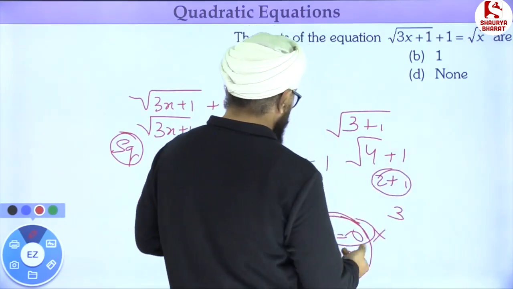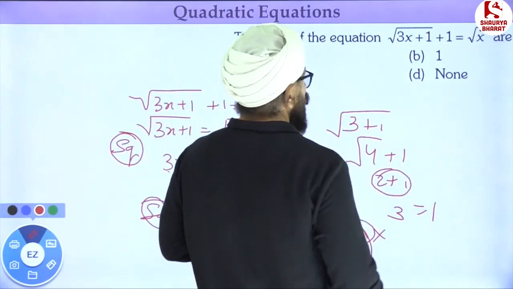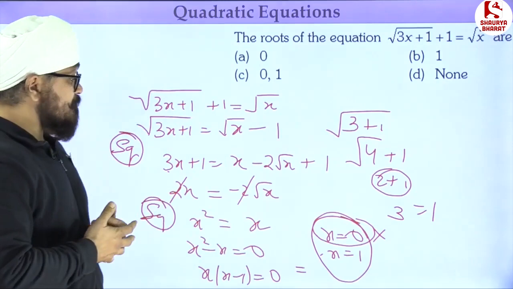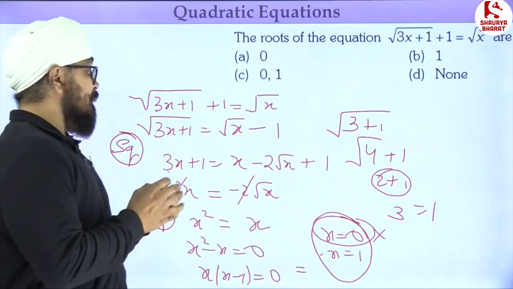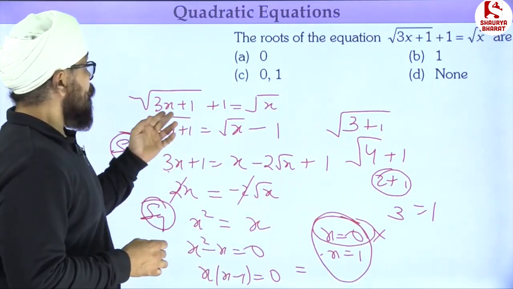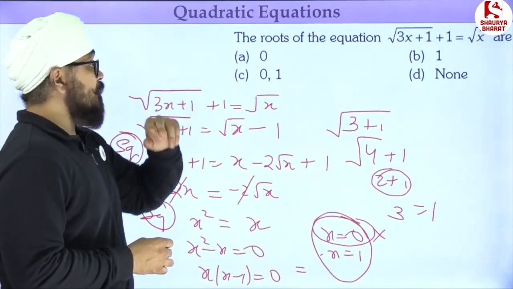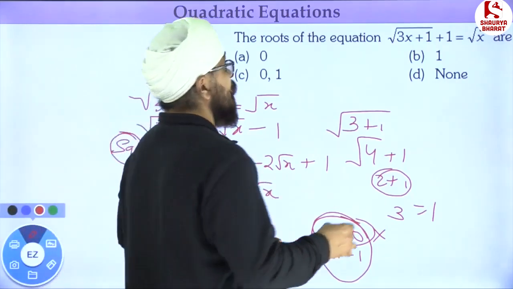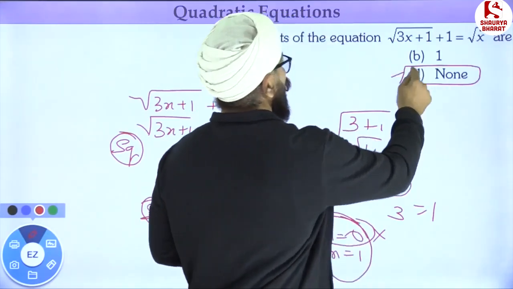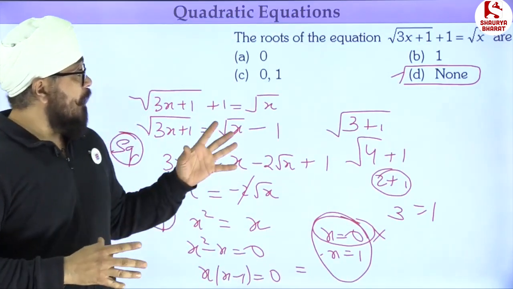On the other side, if I put the value of x equal to 1, I have to check whether they satisfy the equation. Here for 0, the answer that we were getting is actually not satisfying it. So here we can say we do not have any answer. So none are the roots.